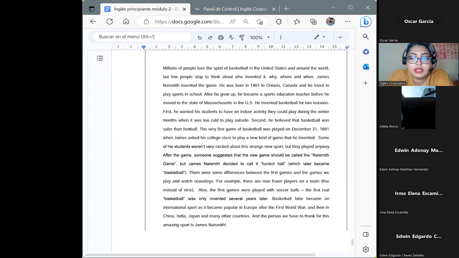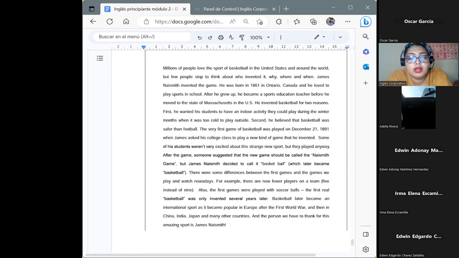Pero en este caso está básicamente para ayudarnos a saber quién inventó este deporte. Dice por qué, cuándo y dónde. Tenemos a nuestro protagonista que es James Naismith, que es la persona que inventó, ¿verdad?, el básquetbol. Dice que nació en 1861 en Ontario, Canadá, y que ama, ¿verdad?, jugar deportes cuando estaba en la escuela. Después de que él creció, se convirtió en un profesor de educación física. Luego se movió al estado de Massachusetts, en Estados Unidos.